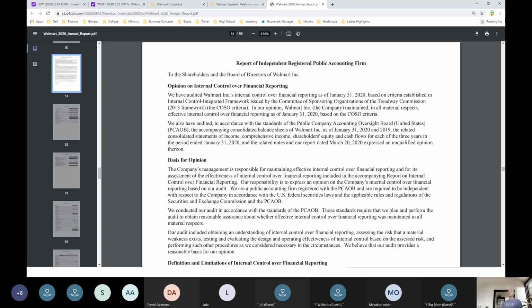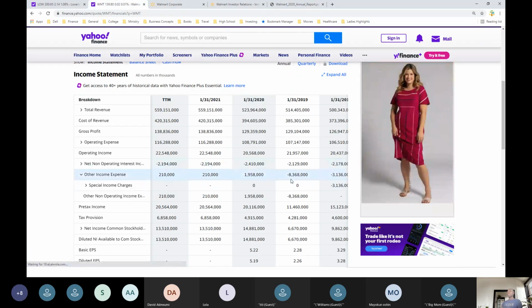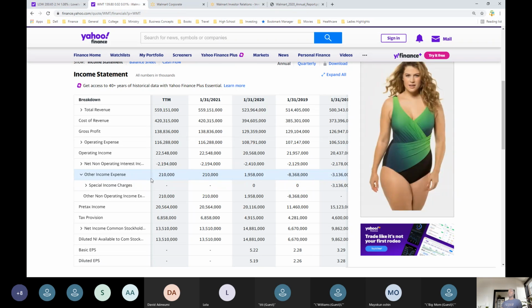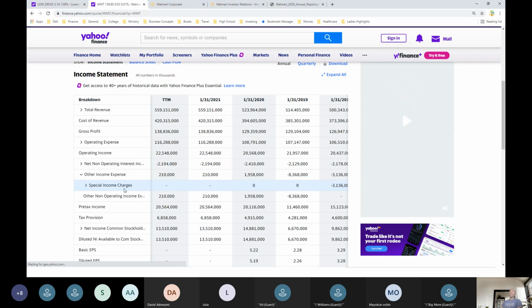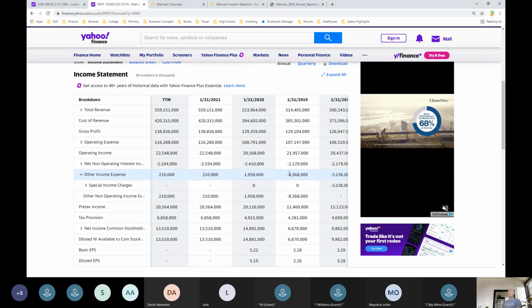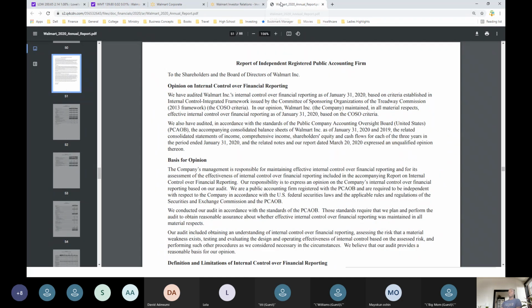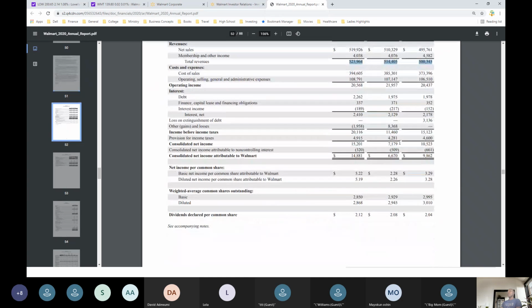But I want you to know that when you see a big change like this, $8 billion on other income expenses, maybe they paid some interest and things like that, whatever it might be, it will be explained in detail in the company's financials. When you read the wordings that go with it, they have to explain.